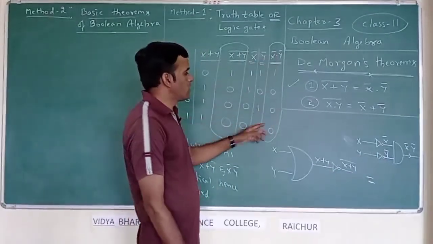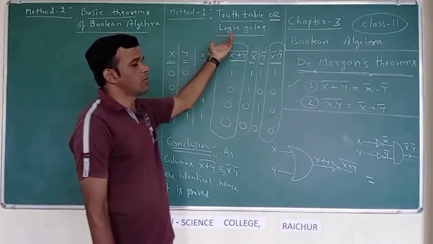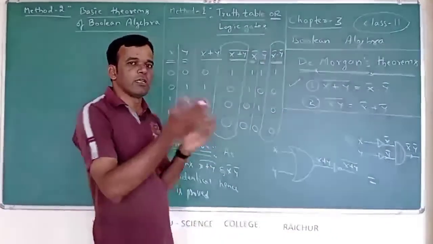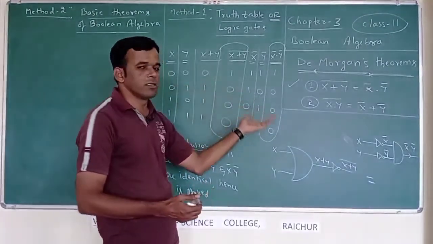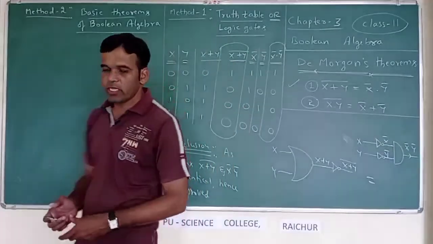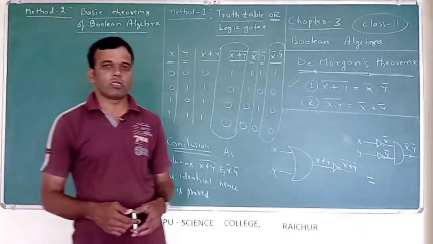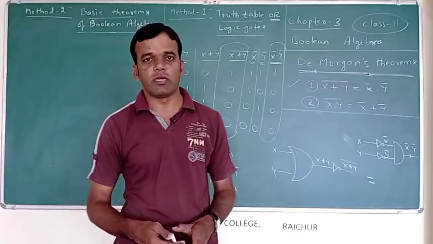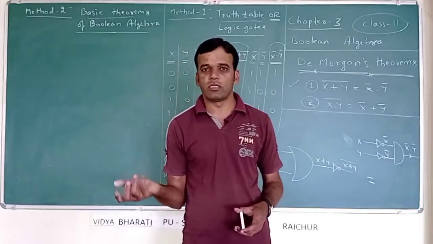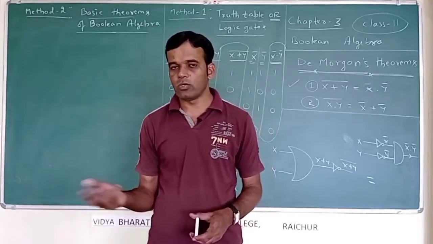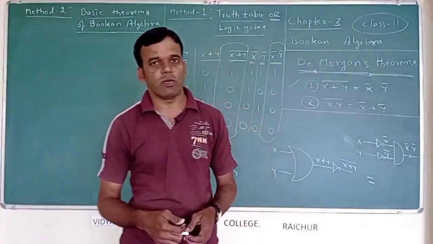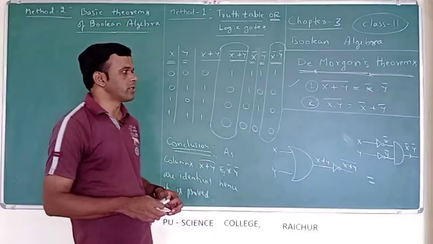So that's why we can call this method 1 the truth table method or logic gate method, or parallelly we can consider both the gates and their results, which are nothing but the truth table. Now we'll consider the second method. This method uses the basic theorems of Boolean algebra. So we have to remember all the 18 basic theorems. Whichever are required, those theorems we will use here to prove x plus y whole bar equals x bar into y bar, the first theorem of De Morgan's.